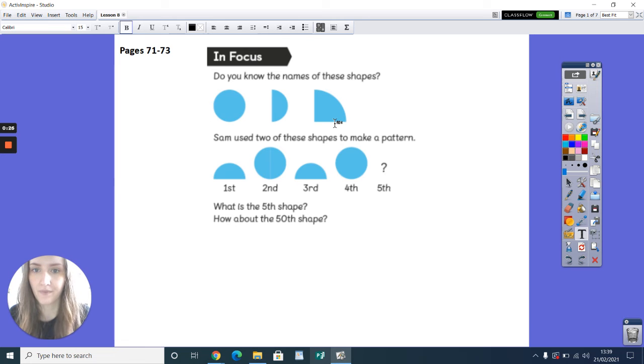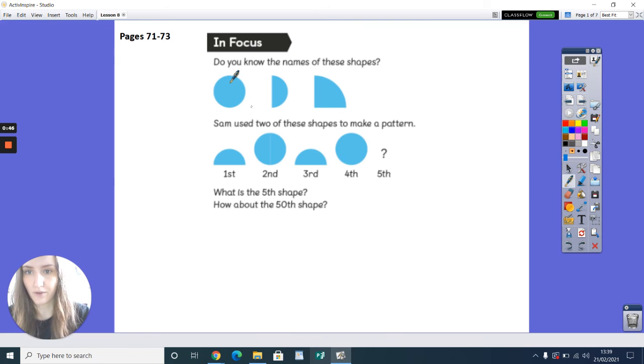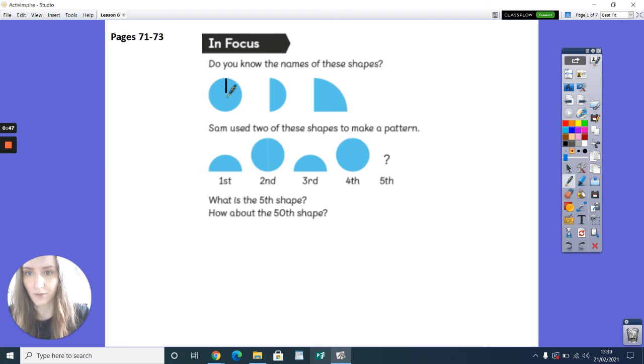Okay, so if you said that this one is a circle, you would be correct. This one is what we call a semicircle, so it's just half of the circle. As you can see, it's just as if it was cut in half. So that's a semicircle, and this one is a quarter of a circle. Okay, so we've put it into a quarter. I'm not going to worry too much about that because we've not done fractions yet.